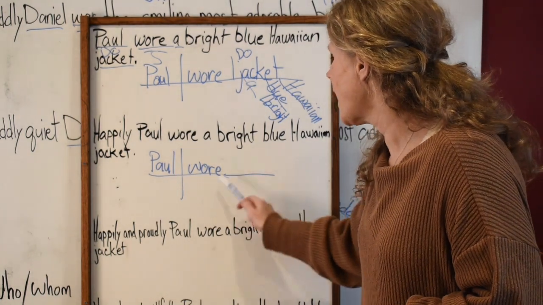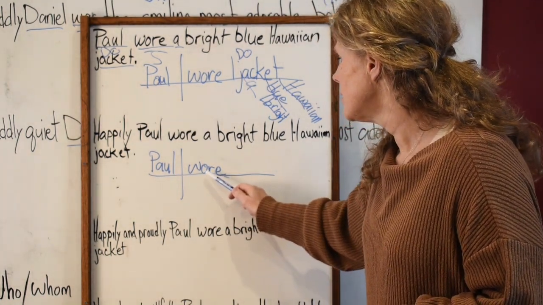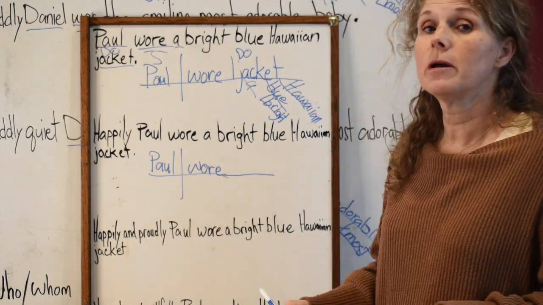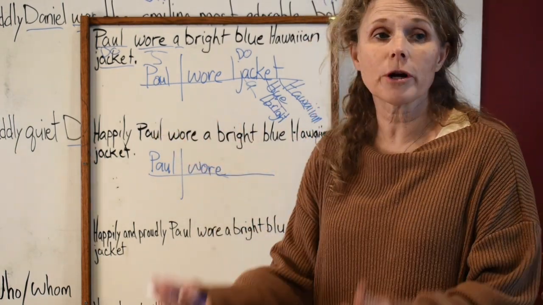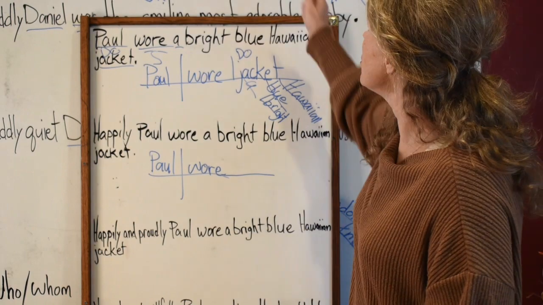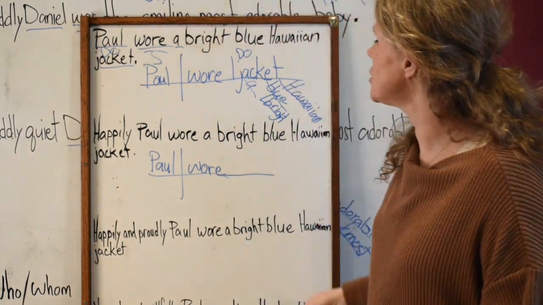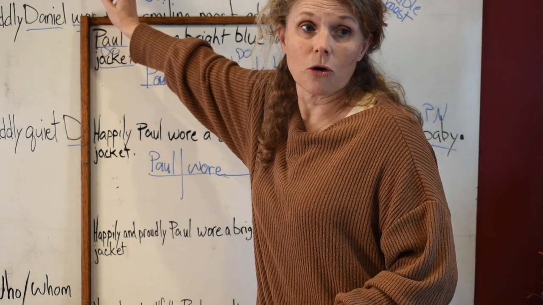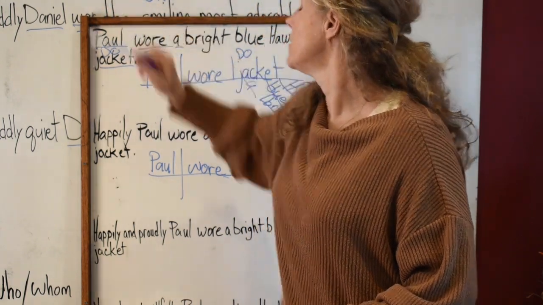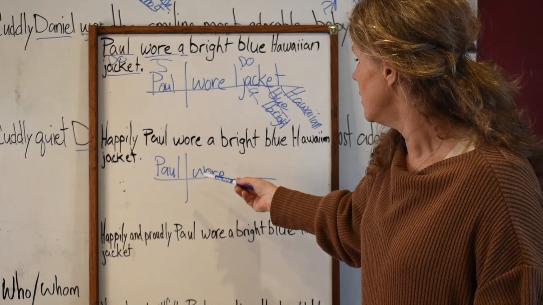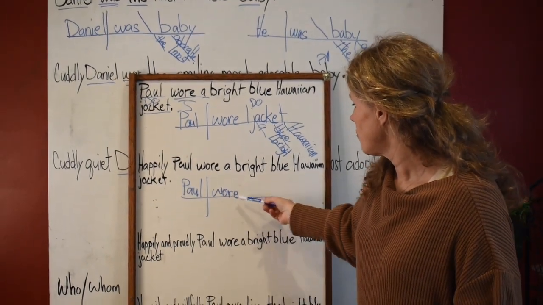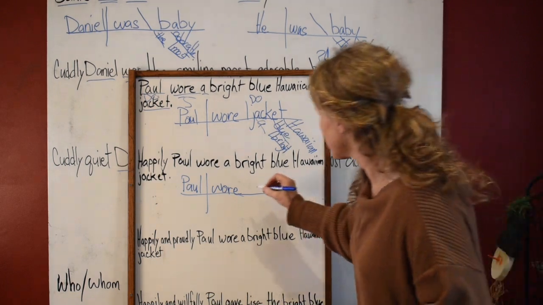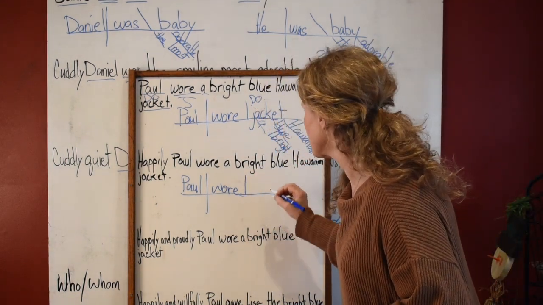And see how we have right here an action verb. So if you have an action verb, look for a direct object. You don't look for predicate nominatives or predicate adjectives, because they only come with linking verbs or be verbs. Okay? So what do we have? What's our direct object? Jacket. So now we bring our line straight.